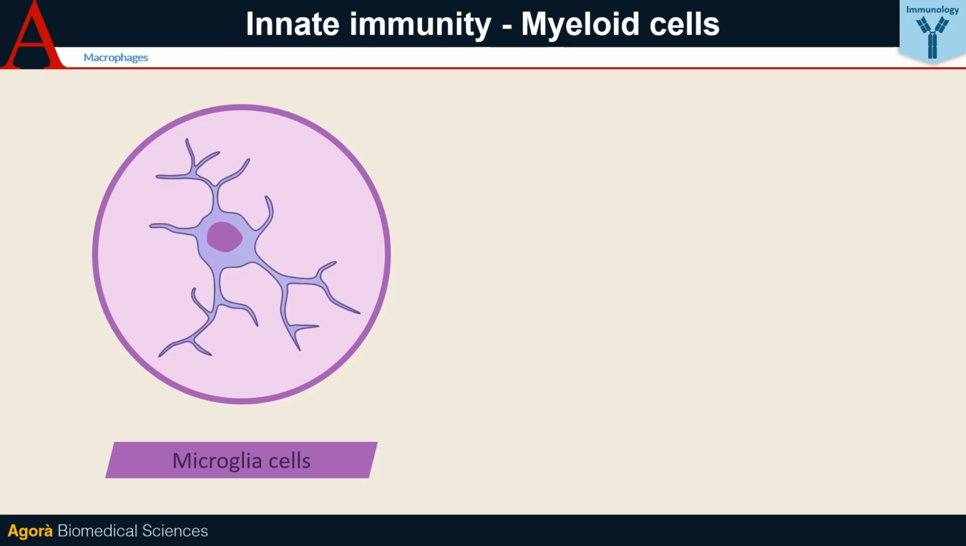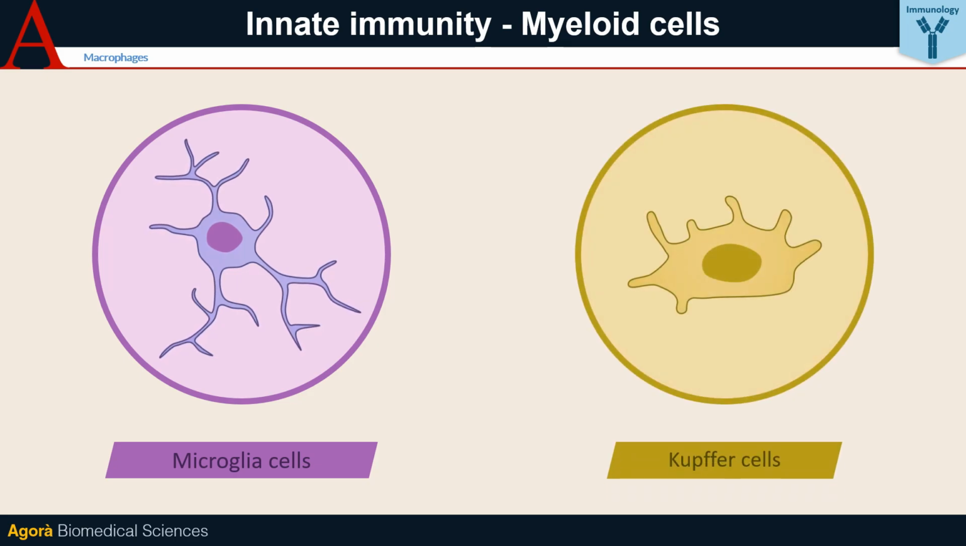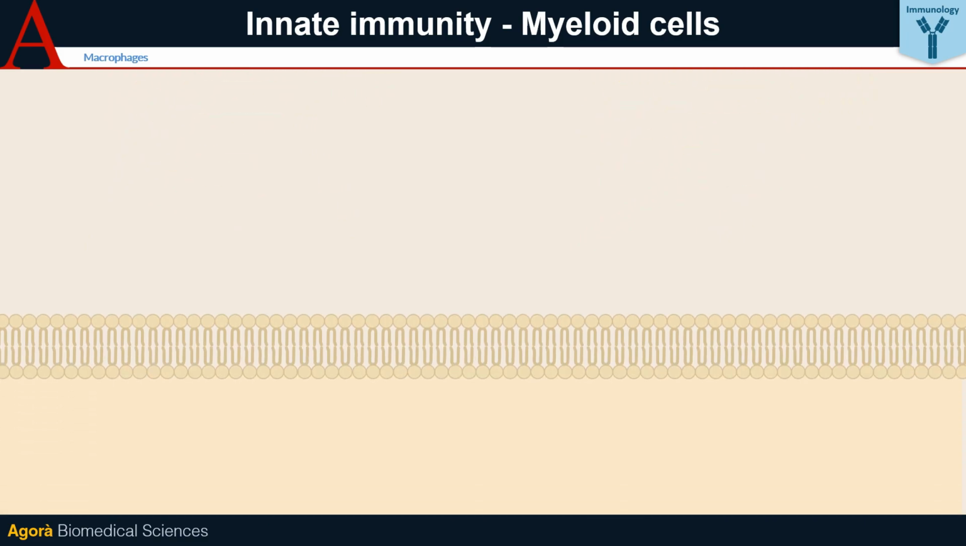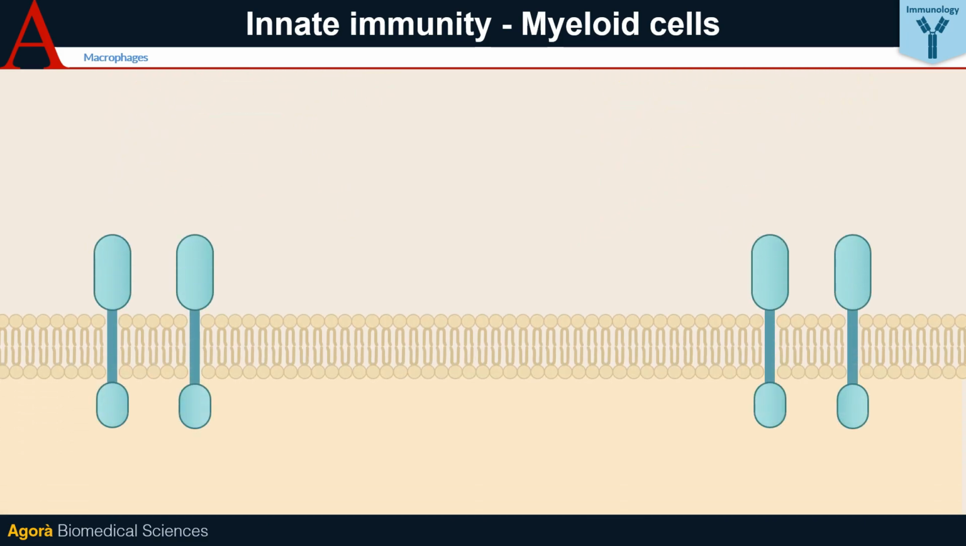Moreover, they are given specific names in certain areas of the body. In nervous tissue, they are referred to as microglia cells, while in the liver, they are known as Kupffer cells. Both microglia and Kupffer cell populations can be self-sustaining thanks to IL-34, which acts on the same receptor as MCSF.